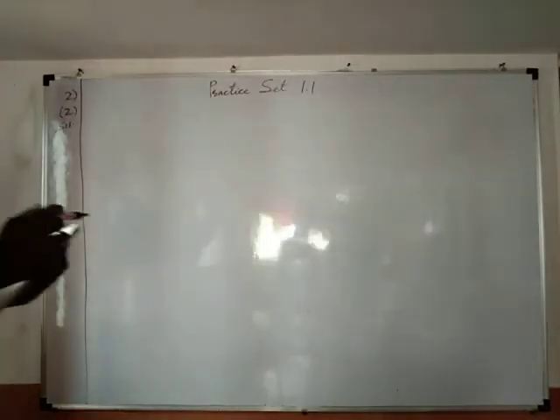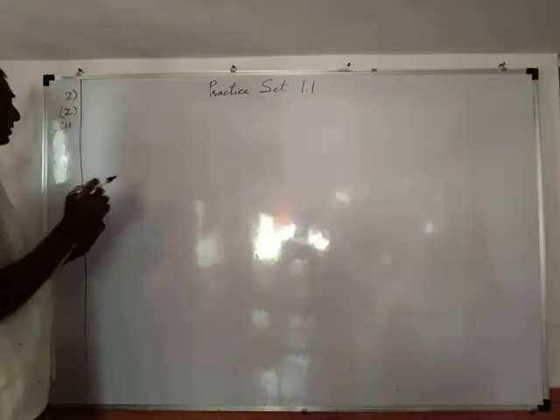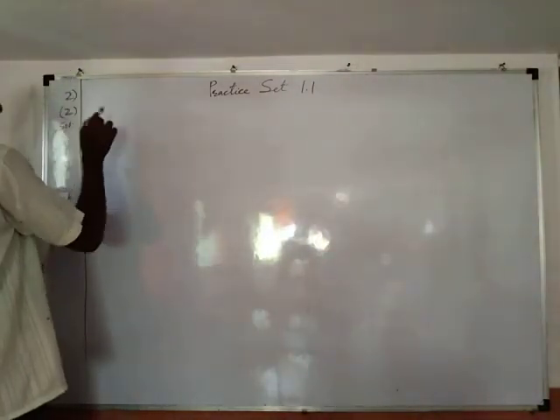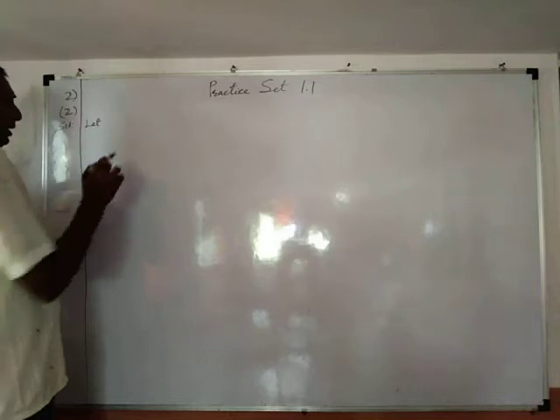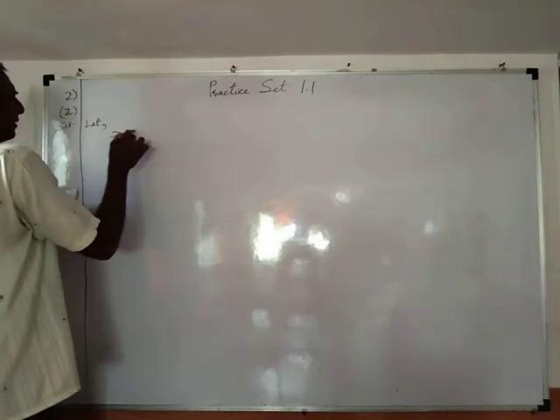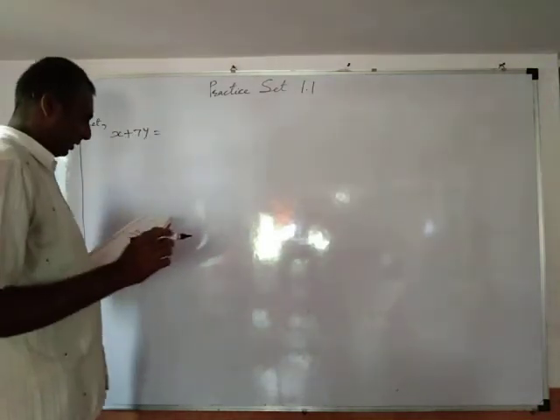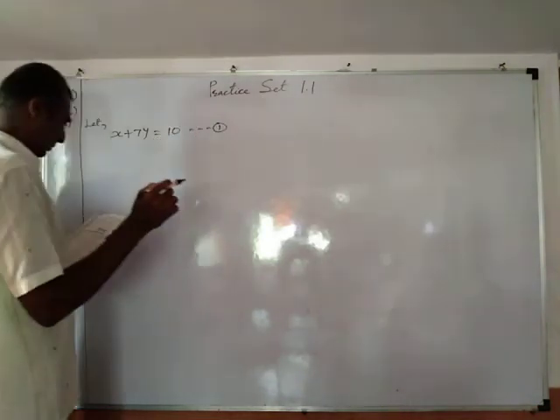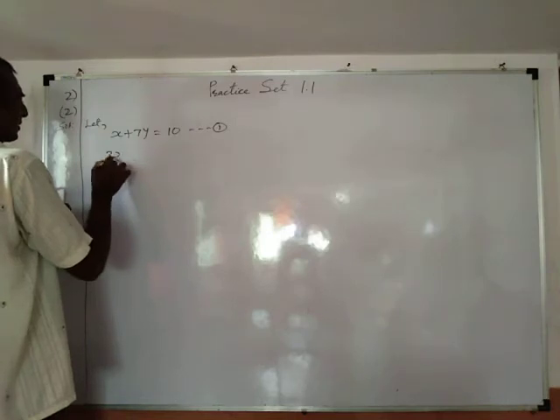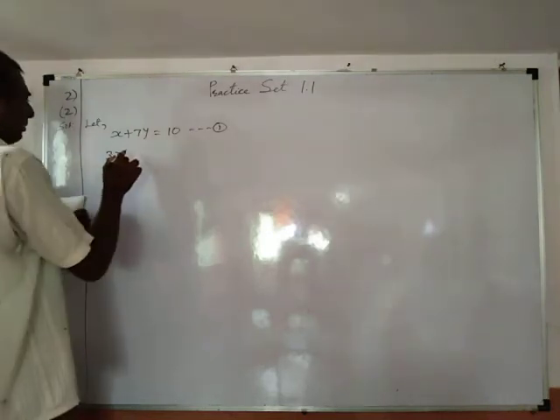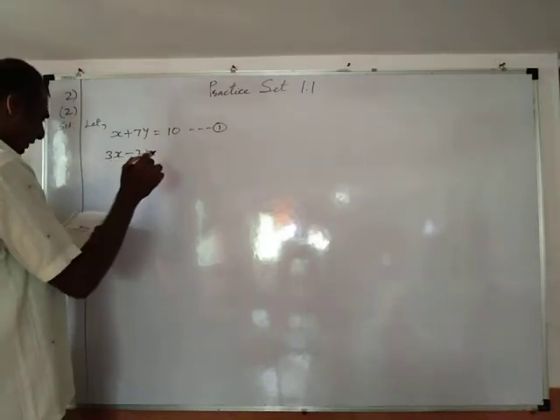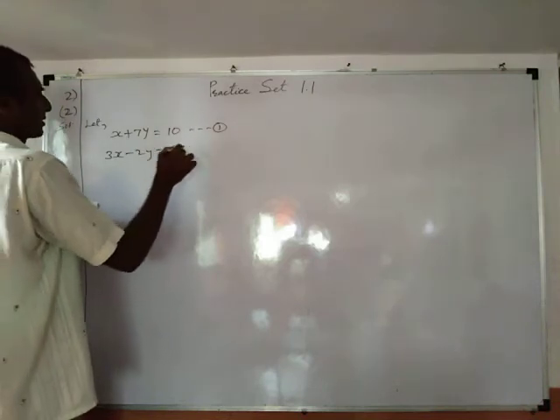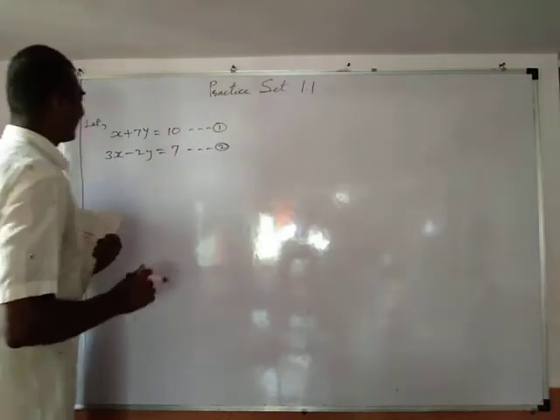Let's see the second pair of simultaneous equations. Let x plus 7y equals 10. Equation first. 3x minus 2y equals 7. Let's call it equation second.